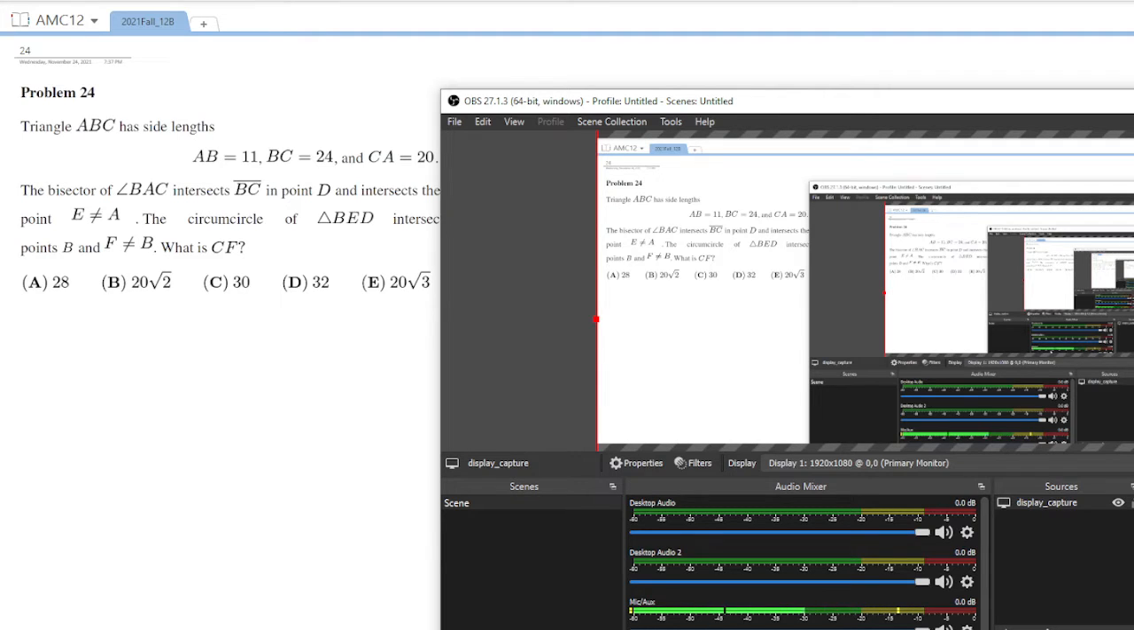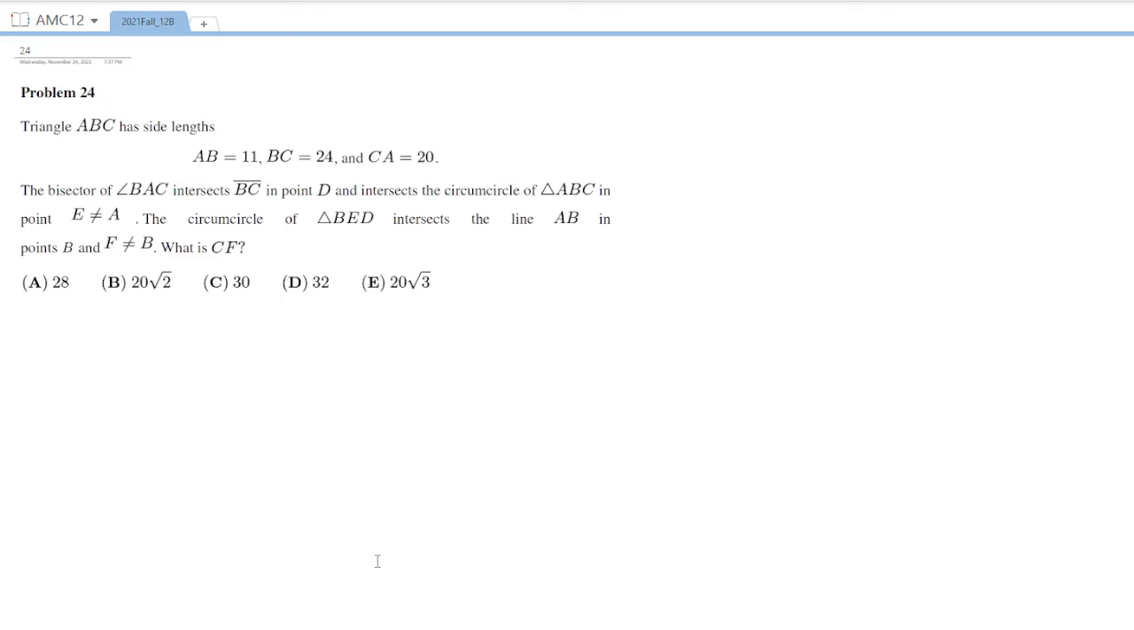Okay, so let's solve problem 24. It's a geometry problem. I will provide how I analyze all the geometry problems, then I go solve it.